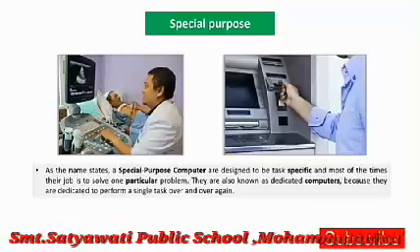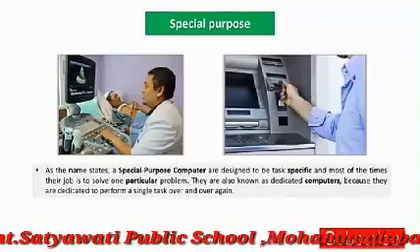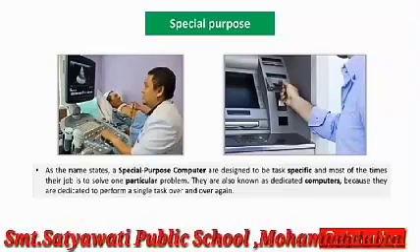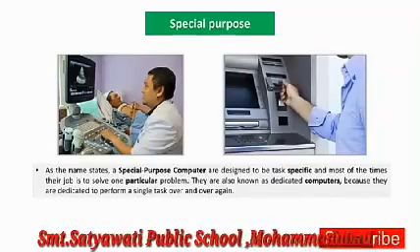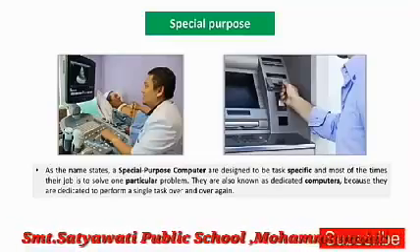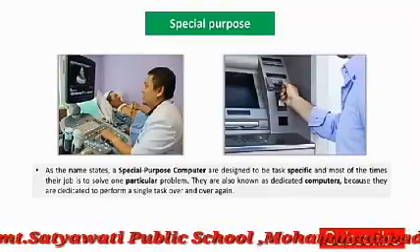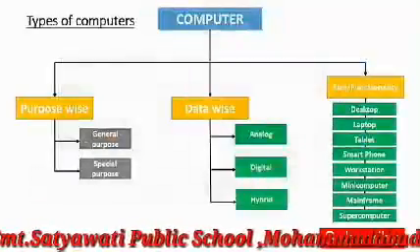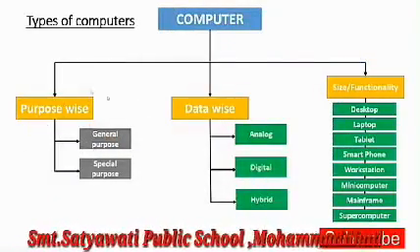So there is a special computer embedded into your washing machine, understand it, okay? So that is also an example of a special purpose computer, okay? So two categories we have taken, general purpose and special purpose. So that is the thing for the purpose wise computer.